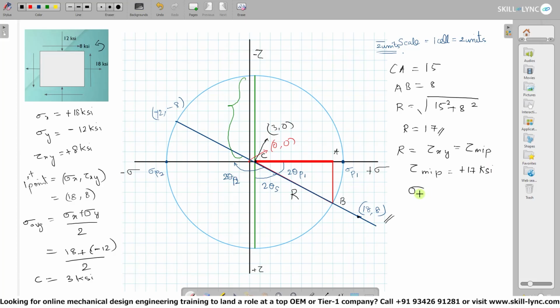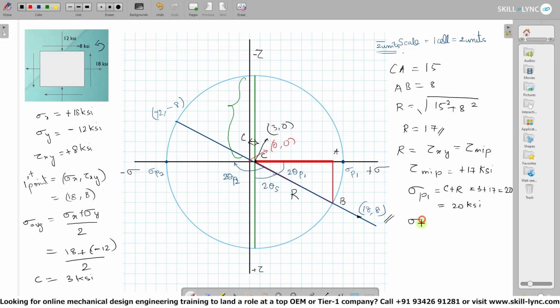So with that, sigma P1 is equal to C plus R. C plus R is C plus the radius. For us, this value will be C, and C plus R is equal to 3 plus 17, which is equal to 20 ksi.